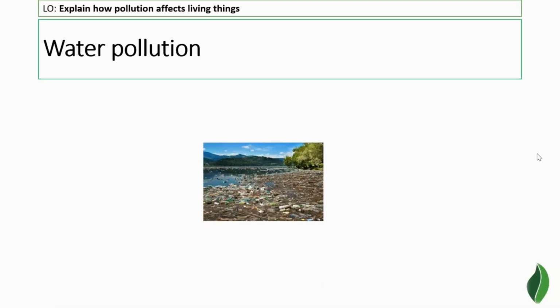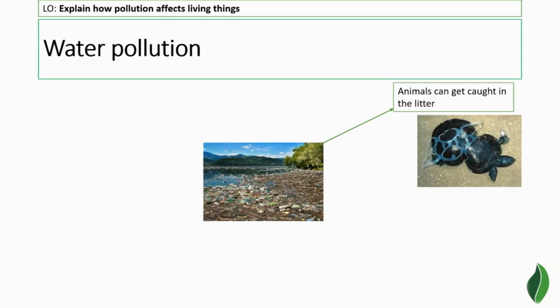Okay, so we're going to look in detail now about how those different types of pollution will actually affect living things. So first of all, looking at water pollution. Now, water pollution, this is an example of litter on the surface of a lake, but water pollution can also happen in the oceans, and animals can get caught in the litter. So this here is a sea turtle, and it's been caught in a ring pull, and you can see that as it's grown, its shell hasn't formed properly because it's being restricted by this plastic can container.